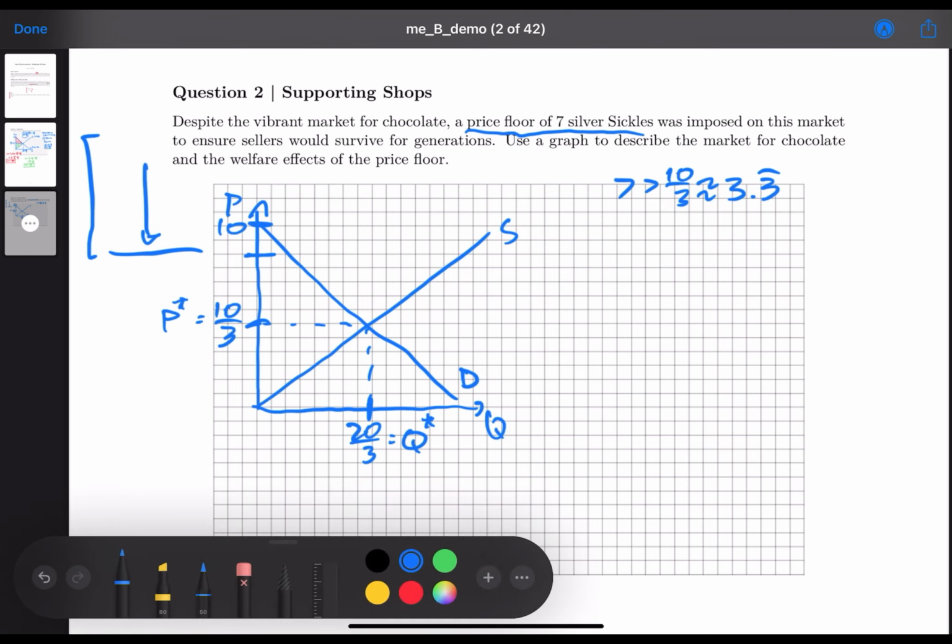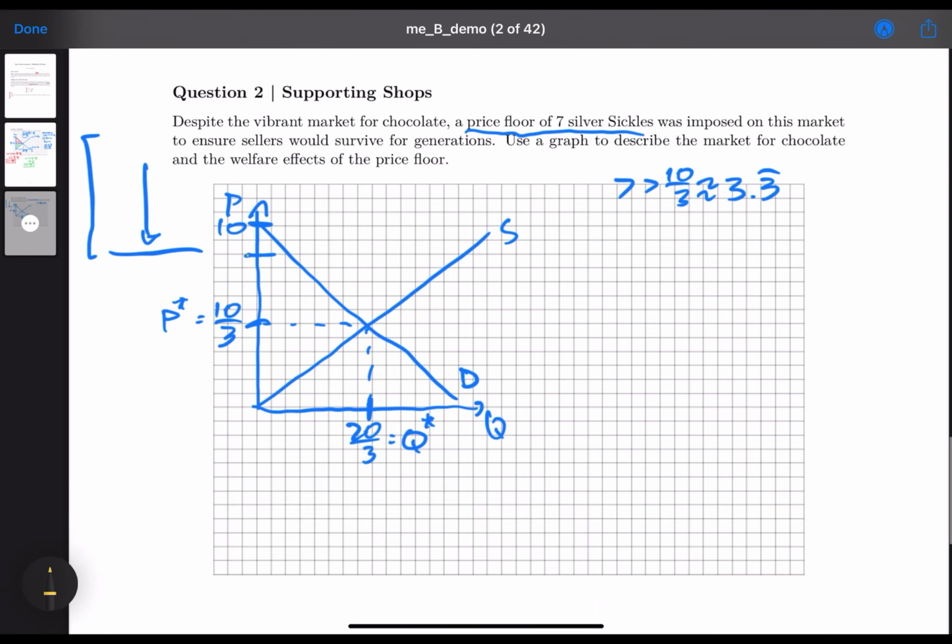Let's label this in yellow maybe. So P upper bar, let's call that a price ceiling. What am I saying? This is a price floor. It's even there in the question. Price floor. I've been saying price ceiling. Okay. So this is a price floor.